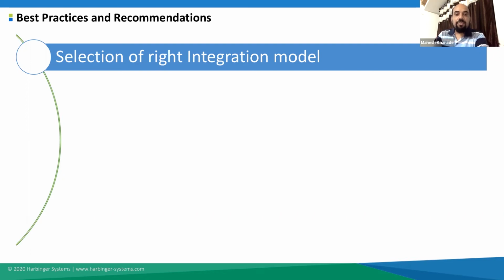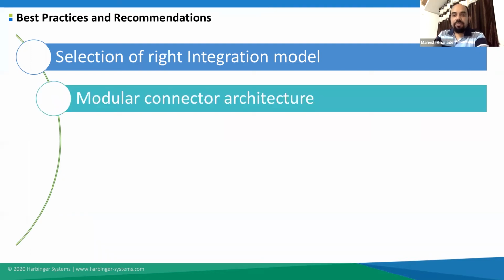Next is the use of modular architecture. By having well-designed components for your connector, it always helps you in reusing these components for future integrations. Modular design also plays an important role in handling variations with respect to APIs or requirements in a better way. And it also reduces the overall complexity of the connector.